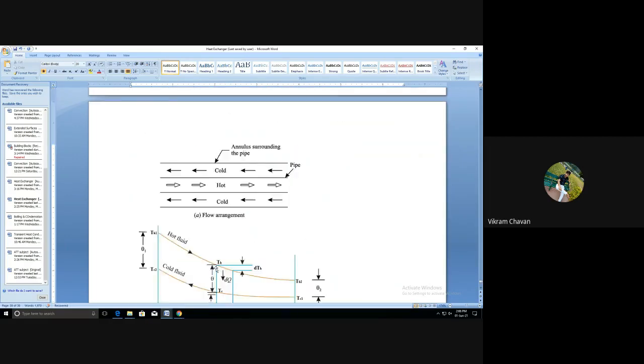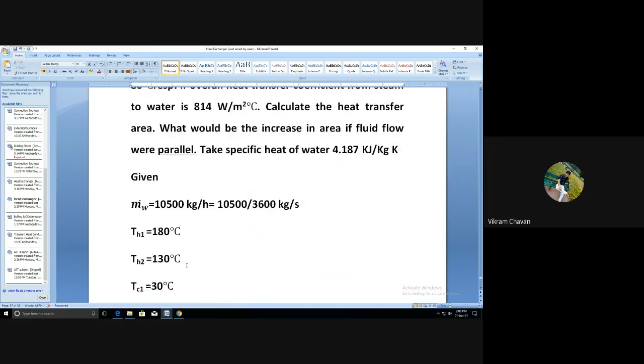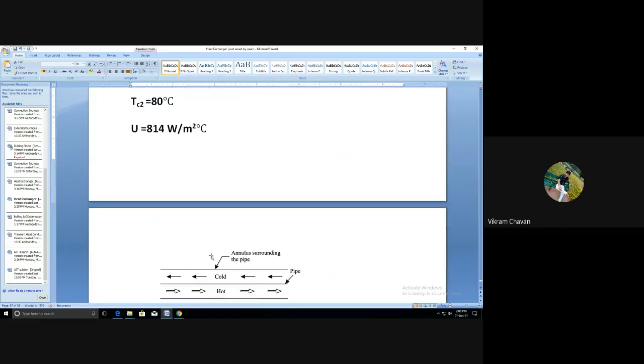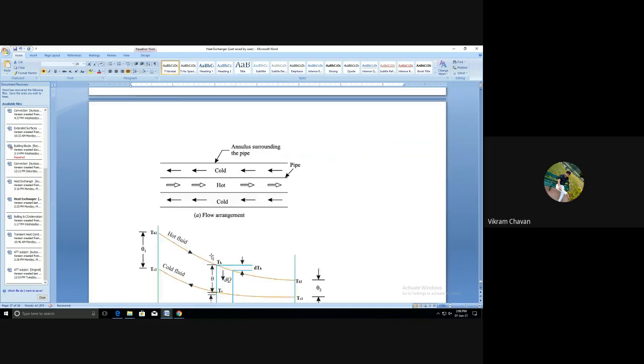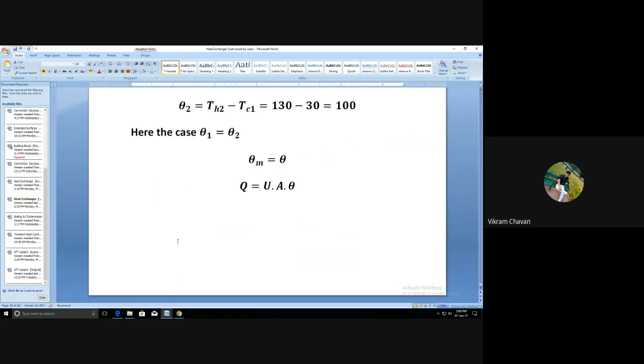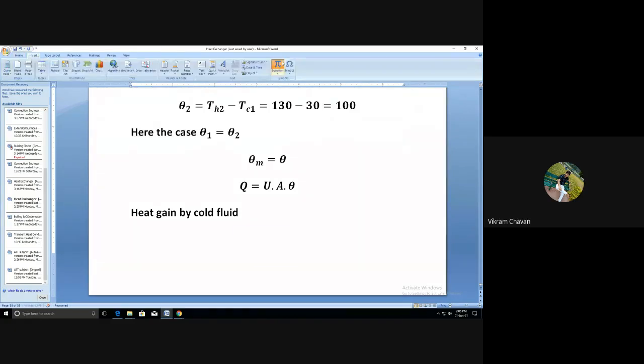For that purpose we require specific heat and the mass flow rate. Here the mass flow rate of the cold fluid is provided. The mass flow rate of water is provided. Water is the cold fluid, so we have to consider the heat gain by the cold fluid.